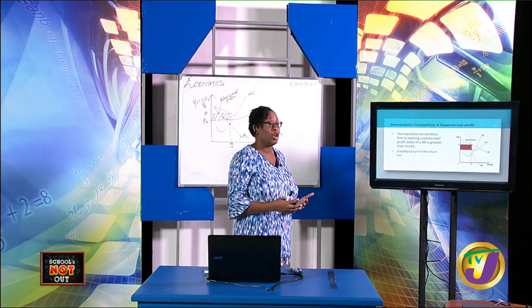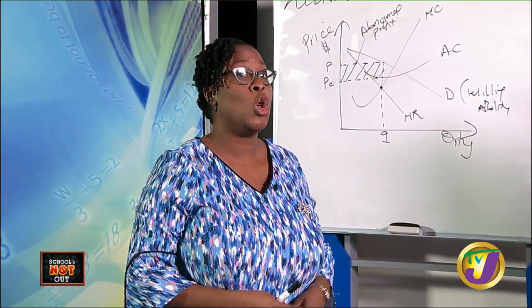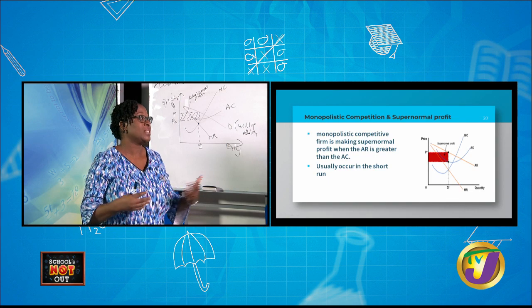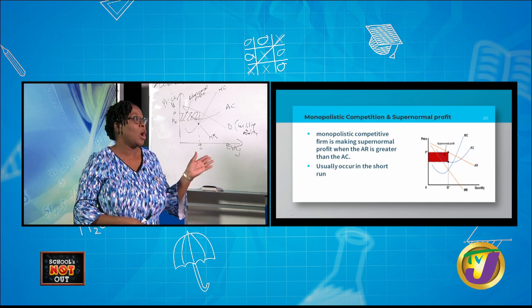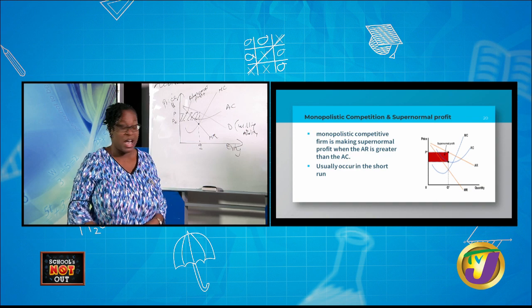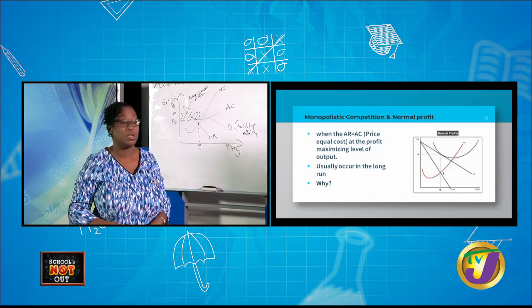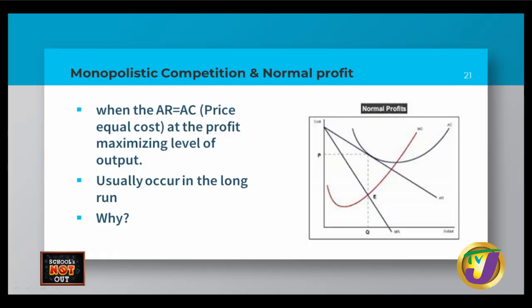Again, this will only occur in the short run. Reason being, because there are low barriers to entry, this will act as an incentive to the market, and so others will enter into the market and compete away the profit. And what you will find is that in the long run, in this competition, the firms will make normal profit. That's where price now is equal to the cost of producing at the profit maximization output.